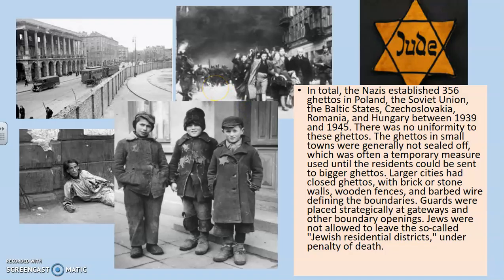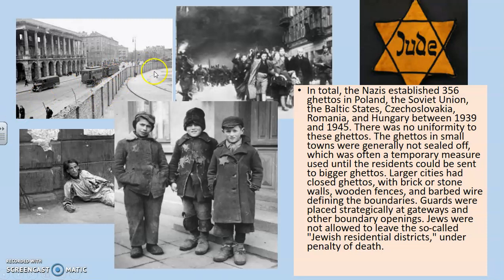So all those images showed people trying to escape the ghettos established in Nazi-occupied cities in Europe. In total, the Nazis established 356 ghettos in Poland, the Soviet Union, the Baltic states, Czechoslovakia, Romania and Hungary between 1939 and 1945. Not all those ghettos were the same. There was no uniformity to those ghettos. In small towns, the ghettos would not be sealed off and would often be temporary. They were used until those residents could be moved to larger ghettos.